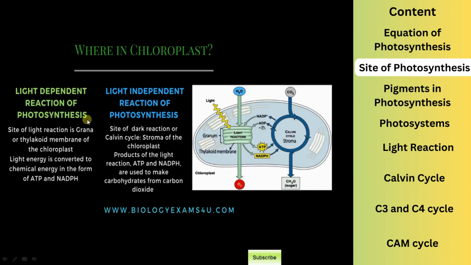So this is a summary. In photosynthesis there are two major reactions. There is light dependent reaction and also light independent reaction. Light dependent reaction takes place in the grana or thylakoid membrane of the chloroplast, where light energy is trapped and converted to chemical energy in the form of ATP and NADPH. Whereas light independent reaction, that is the second step, is also called dark reaction. It takes place in the stroma, where the ATP and NADPH synthesized in the light reaction are utilized to convert carbon dioxide to carbohydrate.